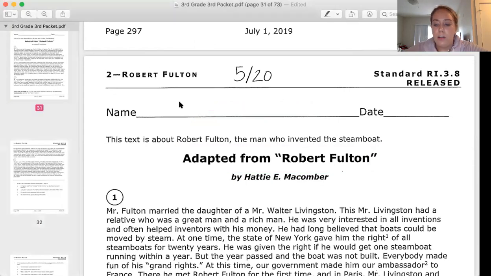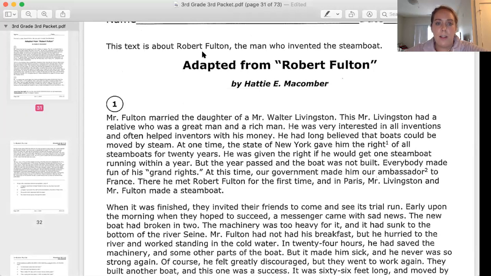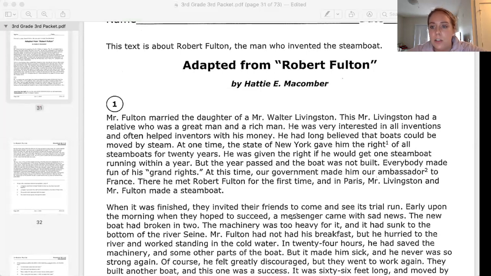Let's start with paragraph 1, and we are going to underline key details. Mr. Fulton married the daughter of a Mr. Walter Livingston. This Mr. Livingston had a relative who was a great man and a rich man. He was very interested in all inventions and often helped inventors with his money. He had long believed that boats could be moved by steam. Okay, I'm going to pause there because this is a key detail. Believe that boats could be moved by steam.